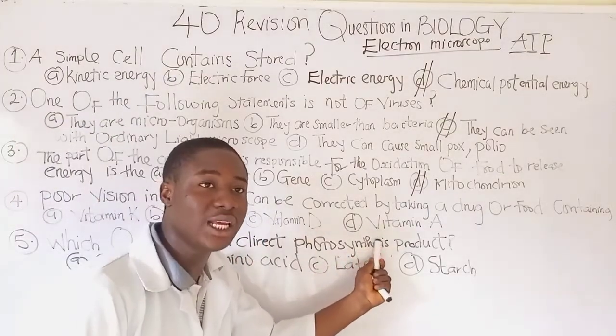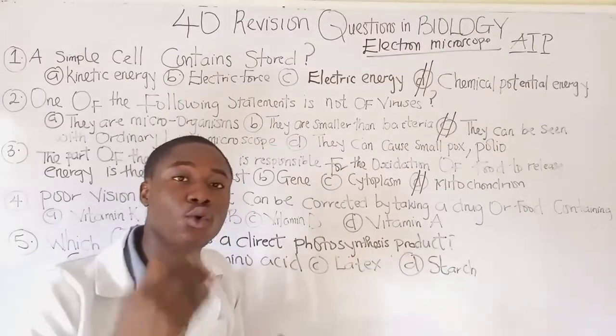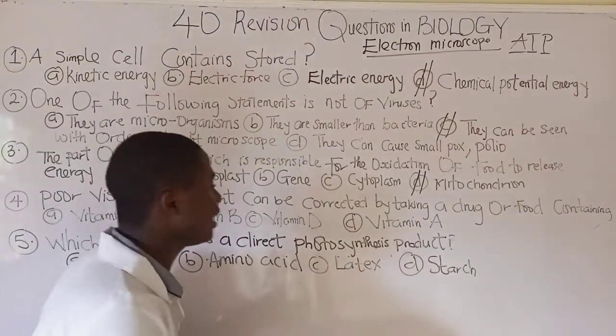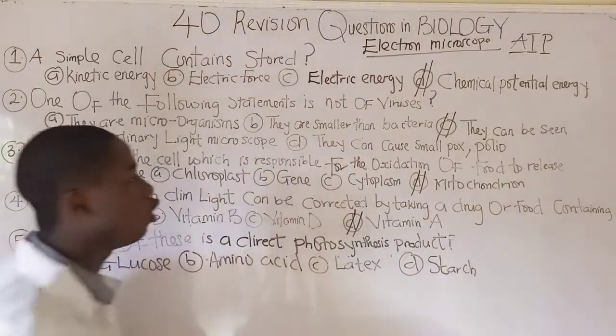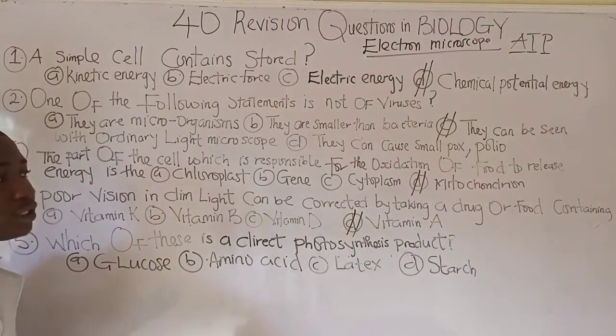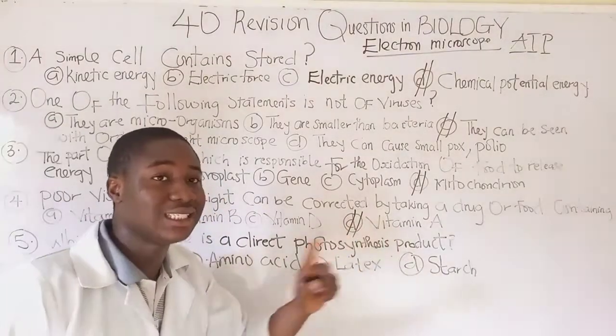But moving over to the vitamin called retinol, it helps for good eyesight. So this becomes the answer. The person should consume a drug or take food containing vitamin A.